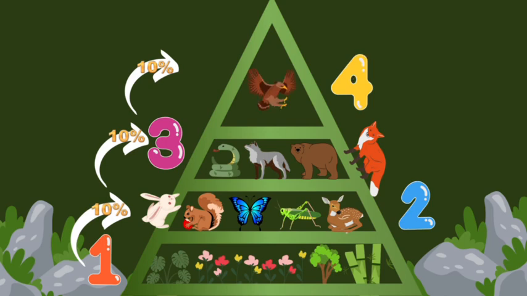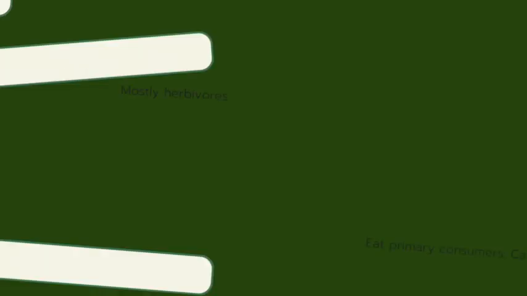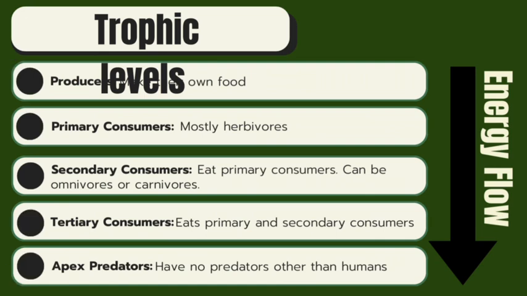Now, let's not forget about our 10% rule. Remember, only 10% of energy goes to each trophic level. Here's an energy flow chart to help understand a little bit better.